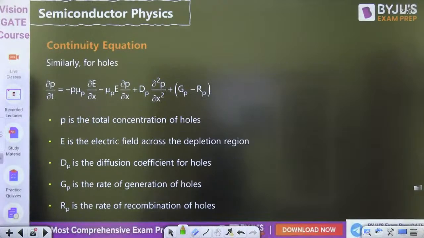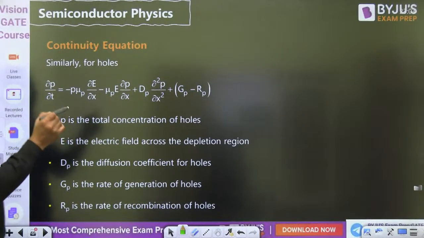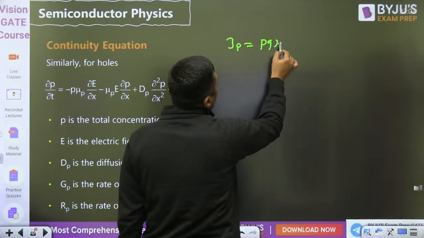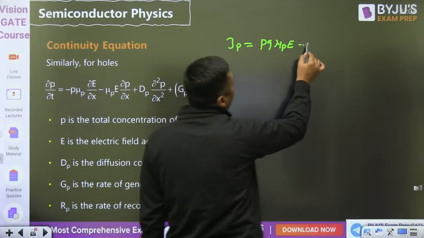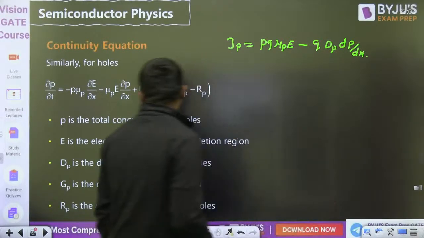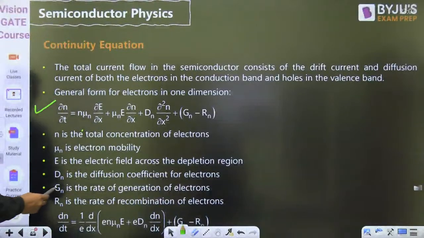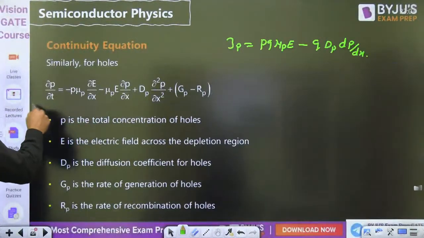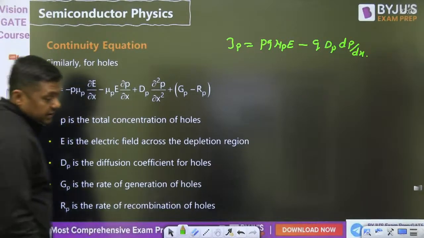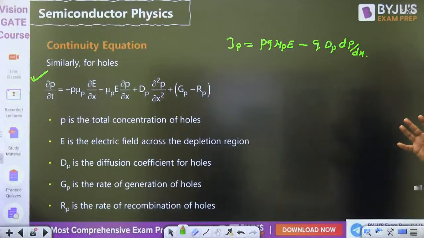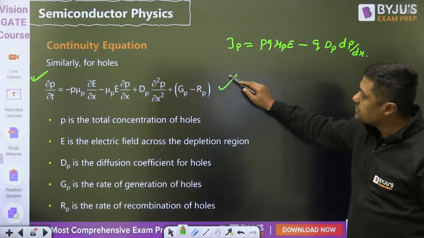Similarly, in case of holes, if you put this formula, p q mu p E, that is sigma E, minus q Dp dp/dx, in place of Jp, you will get this form. That is the continuity equation, guys. Write this formula three or four times and it will give you an idea about the parameters, and you can easily solve this type of question.